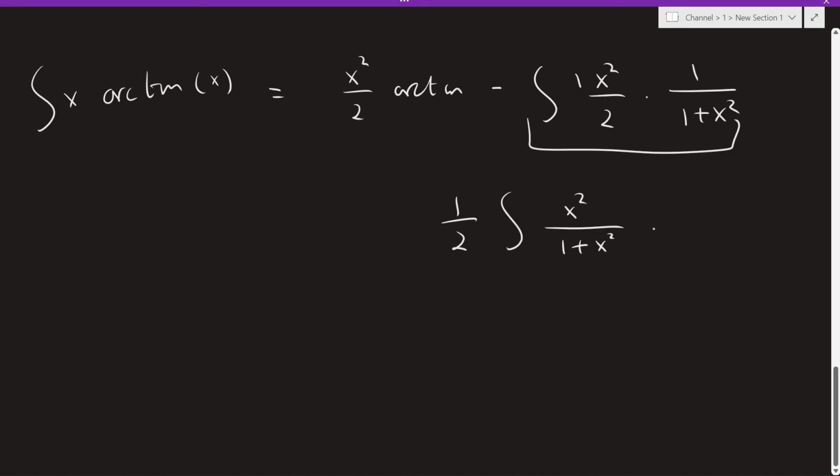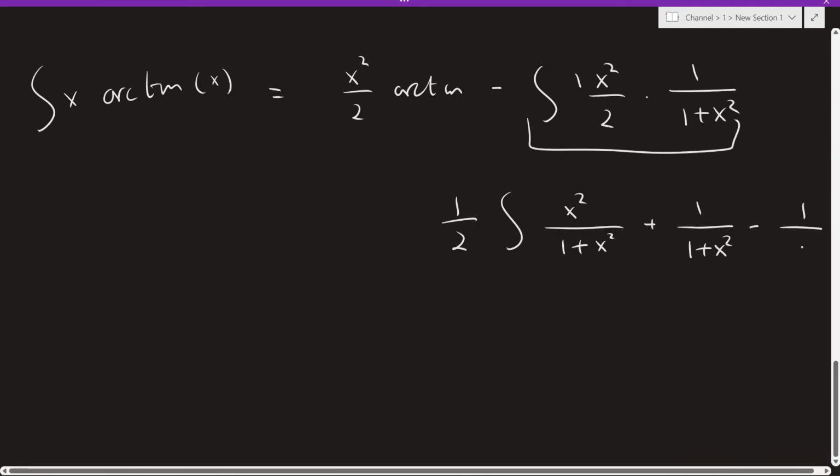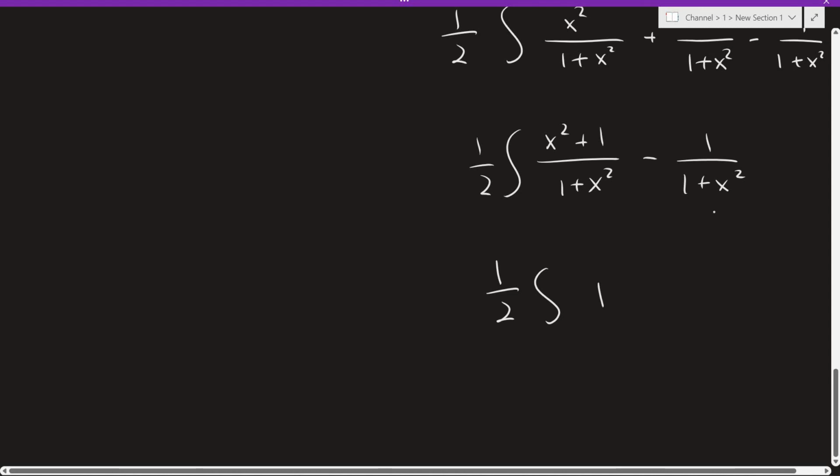Okay, so let's add the 1. Remember, the bottom should also be the same, so we can add a 1 and subtract as well. So when we add, it's going to be x squared plus 1, over 1 plus x squared. This will be 1, and don't forget the minus 1, over 1 plus x squared. Okay, so let's continue. 1 minus 1 over 1 plus x squared.